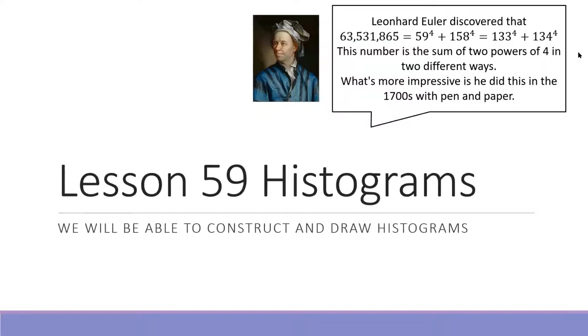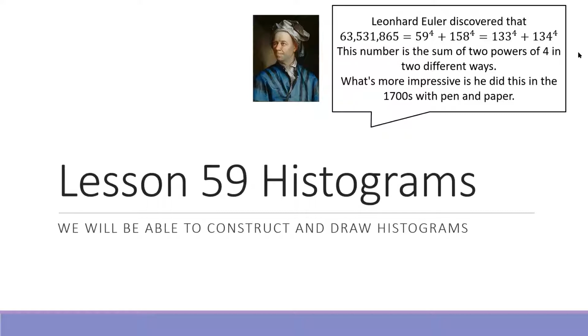And what that means, well, why is that cool? Because it's the sum of two powers of 4 in two different ways. So you found a way, that number is the sum of two powers of 4 in two different ways, which I find pretty impressive, full stop. But some of you guys will be like, so what?